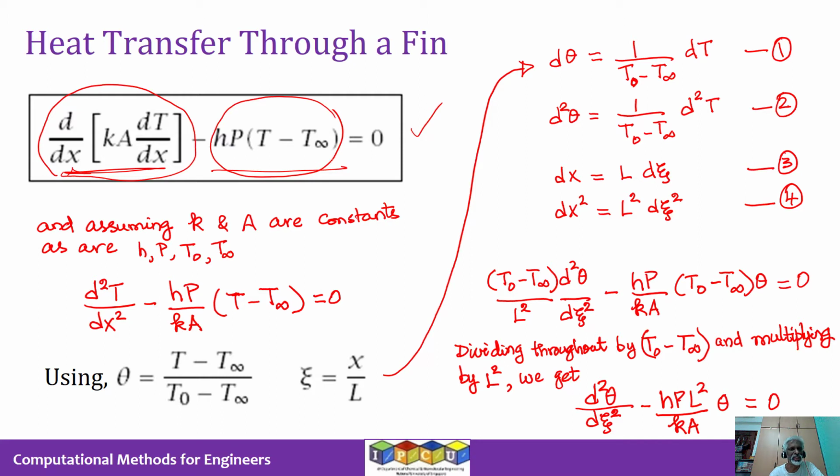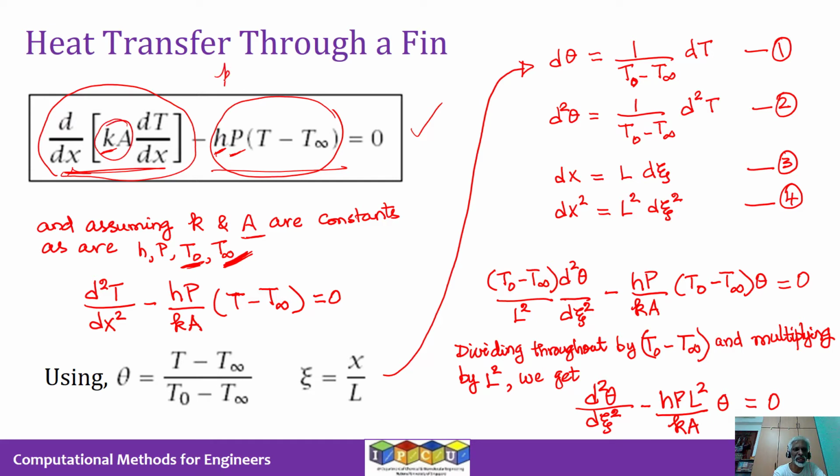So that's the equation that governs the heat transfer through a fin. Now let's assume that K, the conductive heat transfer coefficient, and the area for conductive heat transfer are constants. We also assume that the convective heat transfer coefficient, this perimeter P, and the temperatures T naught, which is at the base of the metal fin, and the ambient temperature T infinity, or the temperature of the fluid, remain constant.